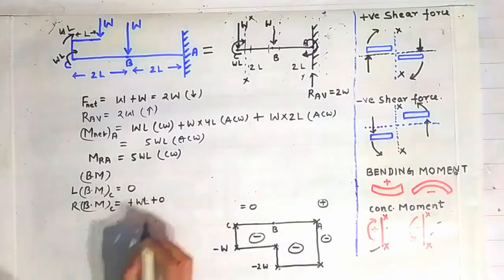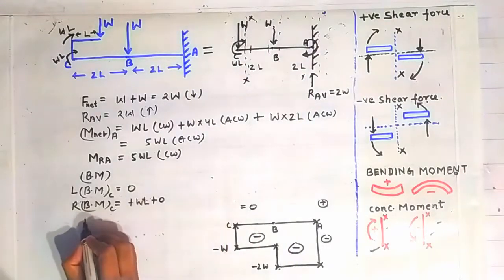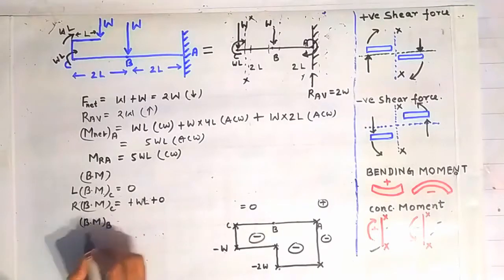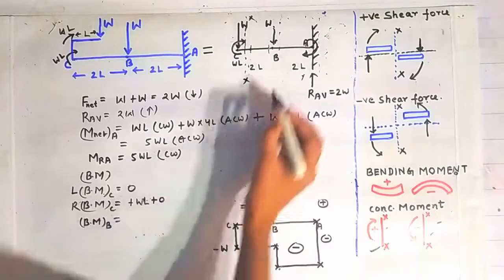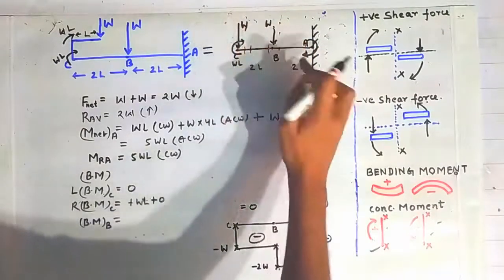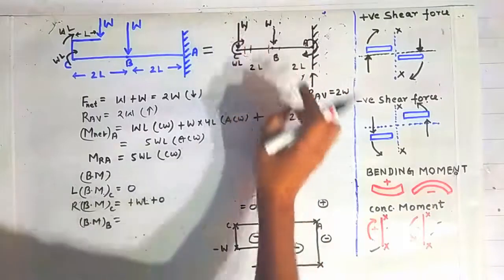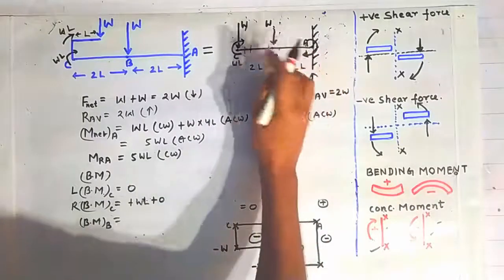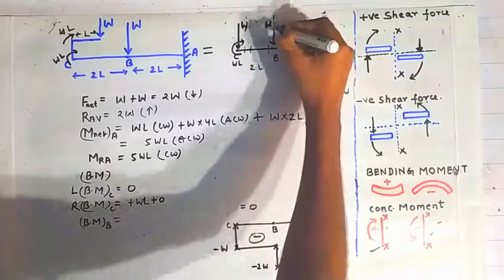Now we will find out the bending moment at the point B. Because there is no concentrated moment lying at the point B, we will directly calculate the bending moment at the point B. It will give us the same result. So here constructing a section directly at point B.